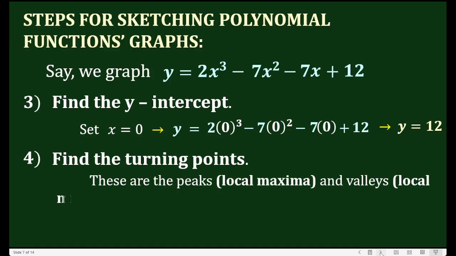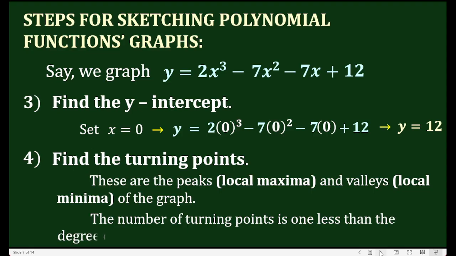Now, these are the peaks, the local maxima or the maximum point or points, and the local minima or the minimum point or minimum points of the graph. Now, the number of turning points is 1 less than the degree of the given polynomial function. So if we have a degree of 3 for this polynomial function, it means that the number of turning points of the graph is 3 minus 1, which is equal to 2.